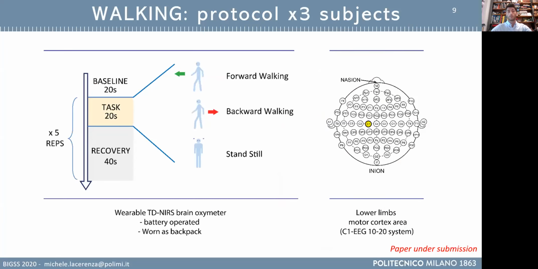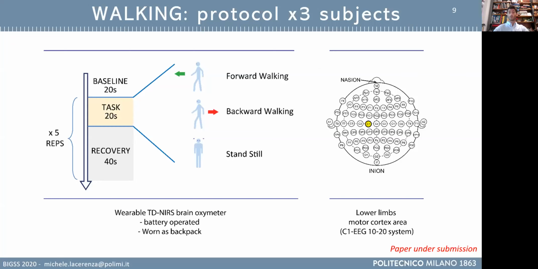I'm going to talk to you about this particular protocol, the working protocol that we perform on 3 different subjects. We ask the subject to stay at rest for 20 seconds, acquiring the baseline, then walking forward for 20 seconds and recovery for 40 seconds, and repeat this task 5 times in a row. And then making all the protocol in case of forward walking on a straight line, then all of it again in backward walking, also on a straight line with eyes wide open, and standstill condition.